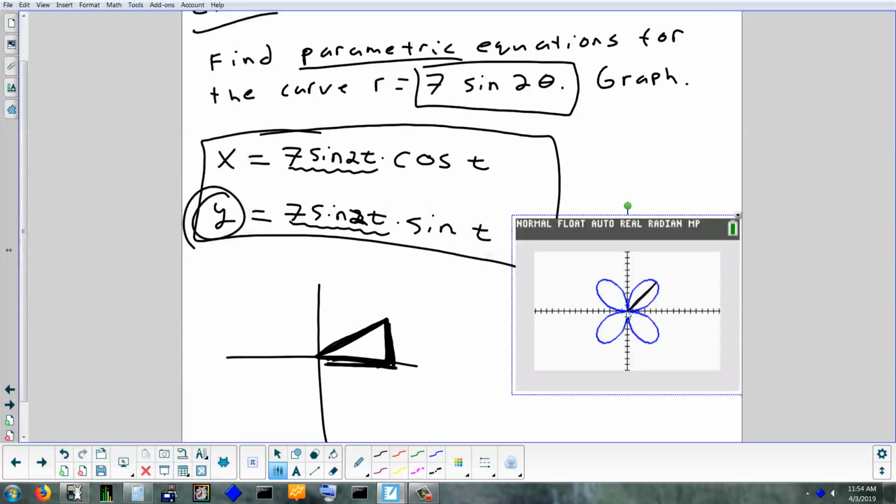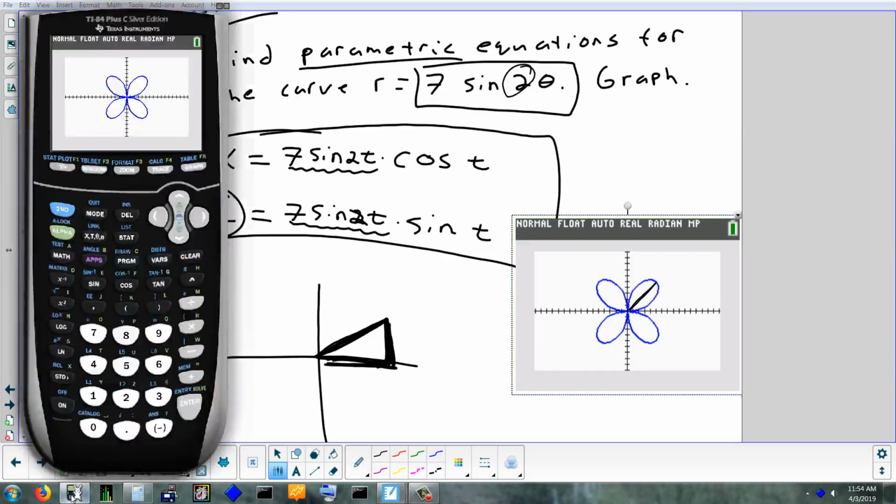So the number in front tells you how long the petal is. This number controls how many petals you get. You can do all kinds of things. If you put in odd numbers and even numbers, there's different patterns. You can play with it and see what happens. But you get hundreds of petals. Okay. But that's what it is in polar.